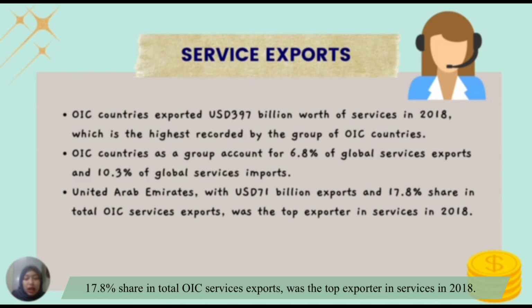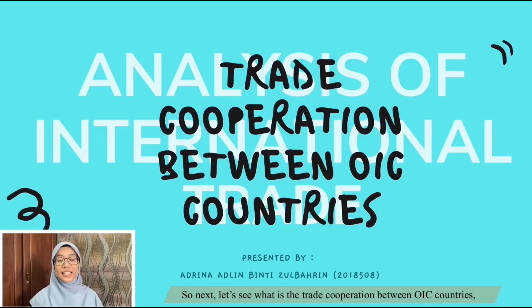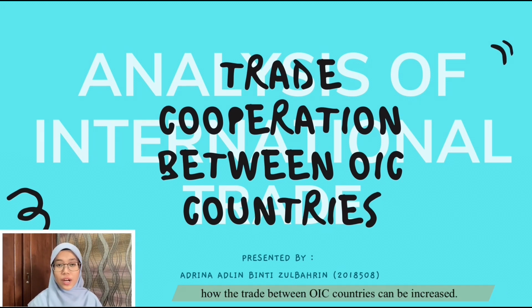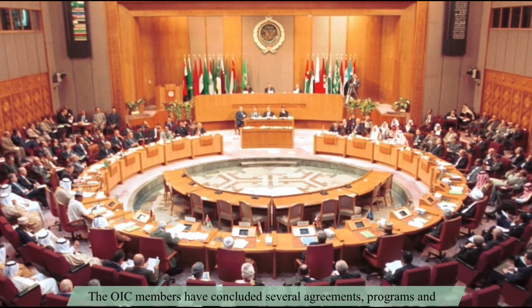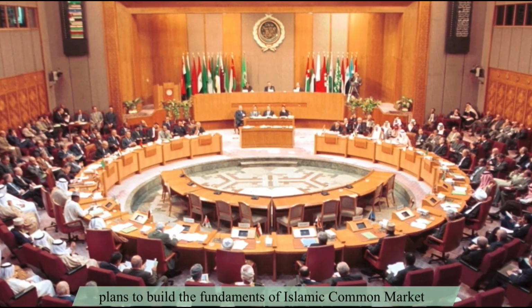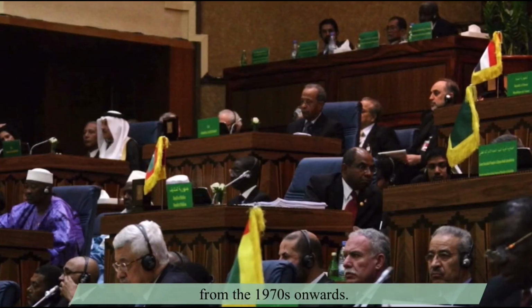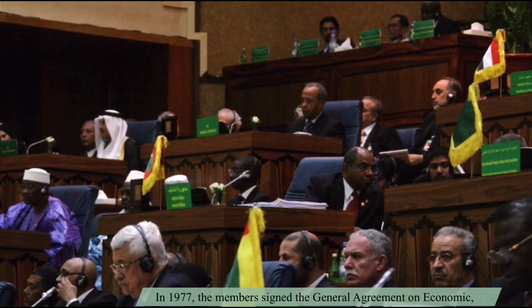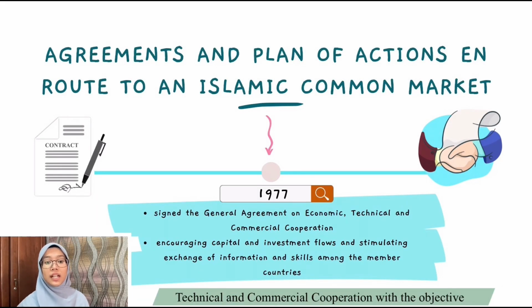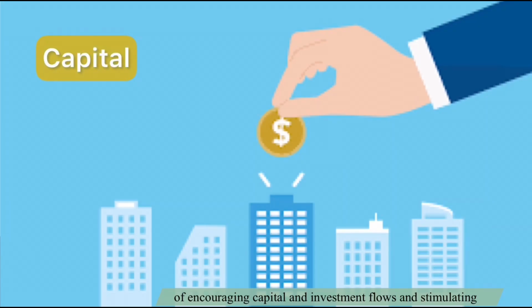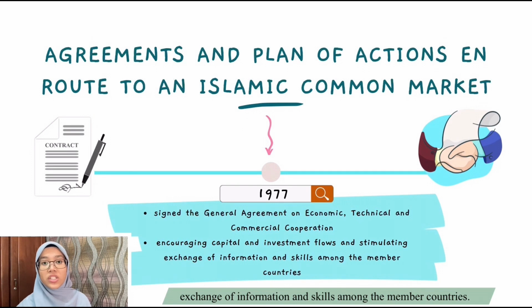Next, let's see what the trade cooperation between OIC countries is, and how the trade between OIC countries can be increased. The OIC members have concluded several agreements, programs and plans to build the fundamentals of an Islamic common market from the 1970s onwards. In 1977, the members signed the General Agreement of Economic, Technical and Commercial Cooperation with the objective of encouraging capital and investment flows and stimulating exchange of information and skills among the member countries.